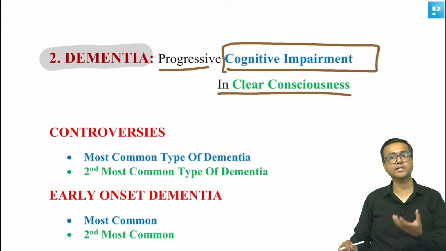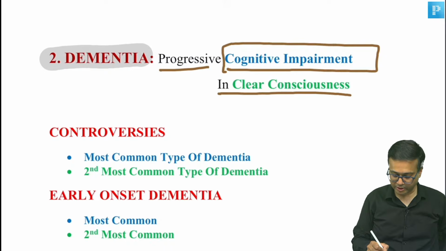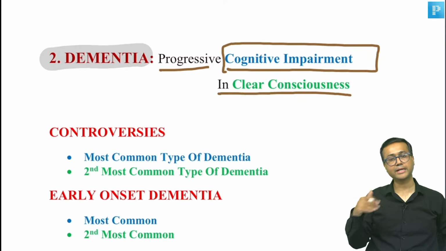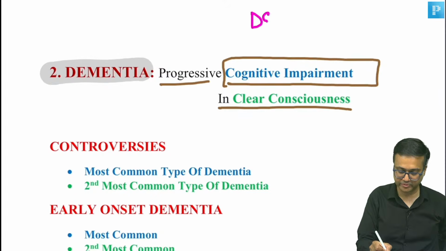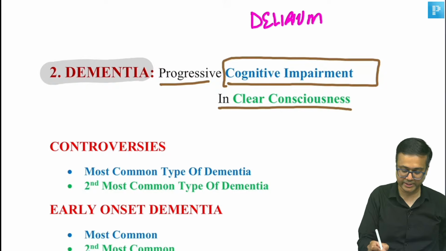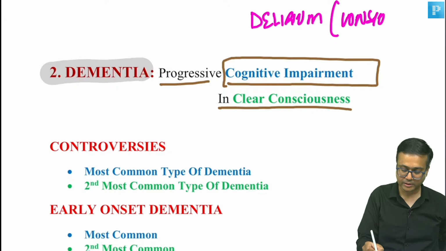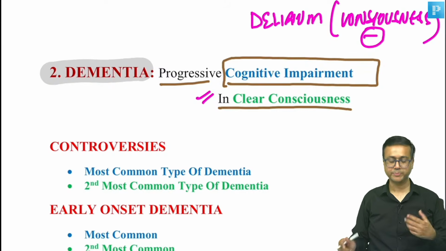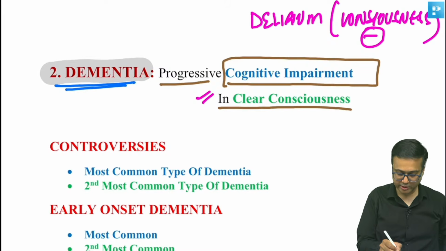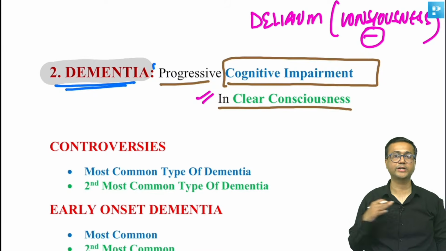Beta, why am I saying in clear consciousness? Because you will say, sir, if the consciousness is impaired, then I am thinking of delirium. So please remember one very important difference between delirium and dementia that we have already discussed. In delirium, the consciousness is impaired, while here the consciousness is intact. And of course, dementia is usually progressive, but there are some reversible causes also, which I will discuss. I will give you one table.